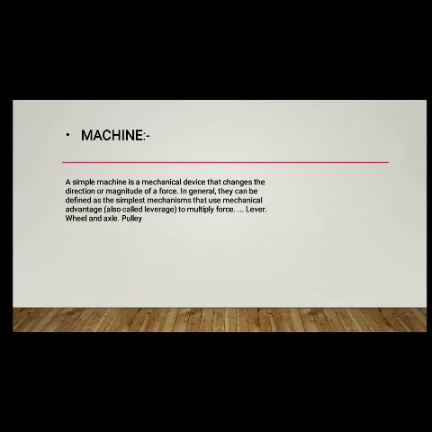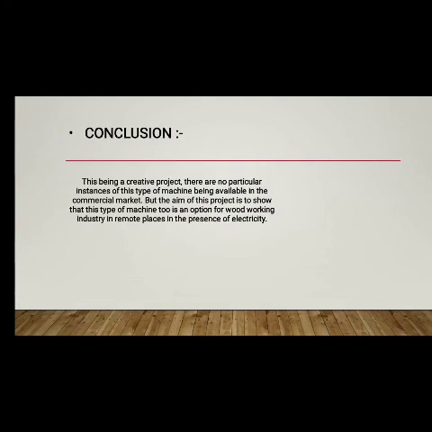Machine. A simple machine is a mechanical device that changes the direction or magnitude of a force. In general, they can be defined as the simplest mechanisms that use mechanical advantage to multiply force: lever, wheel and axle. Conclusion. The beam engine is a creative project.